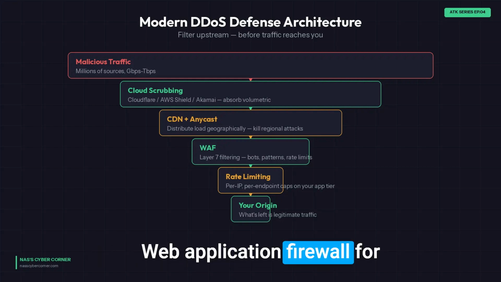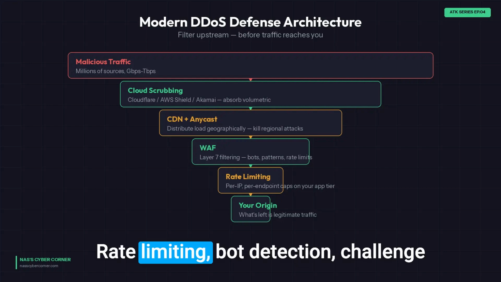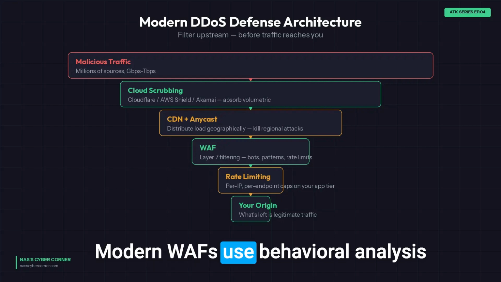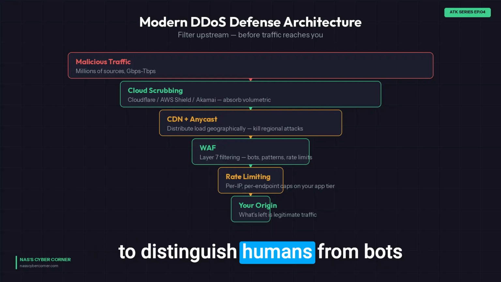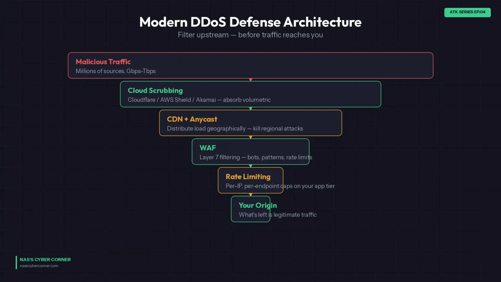Web application firewall for application layer attacks. Rate limiting. Bot detection. Challenge pages. JavaScript challenges. Modern WAFs use behavioral analysis to distinguish humans from bots without breaking legitimate users.